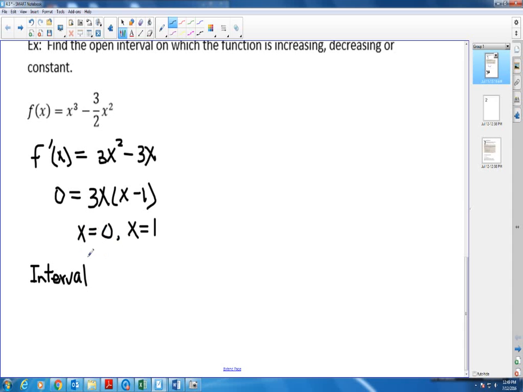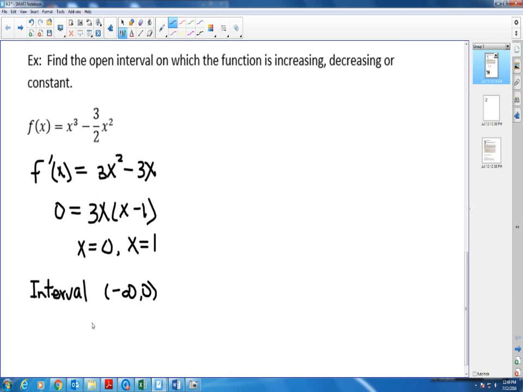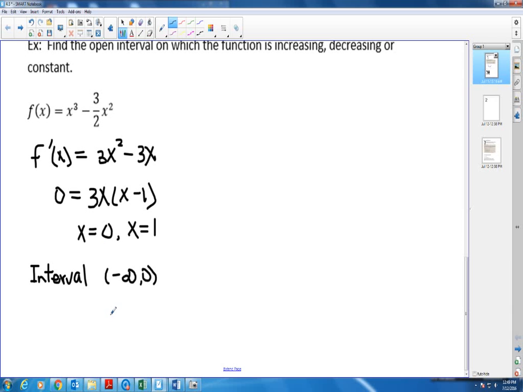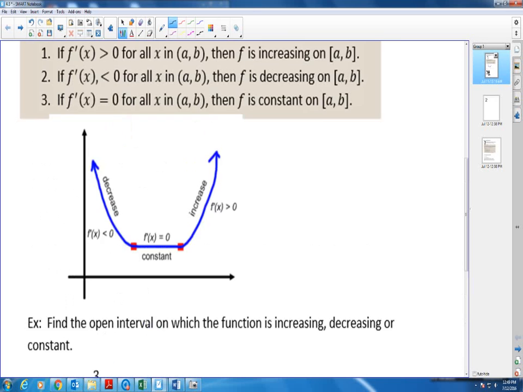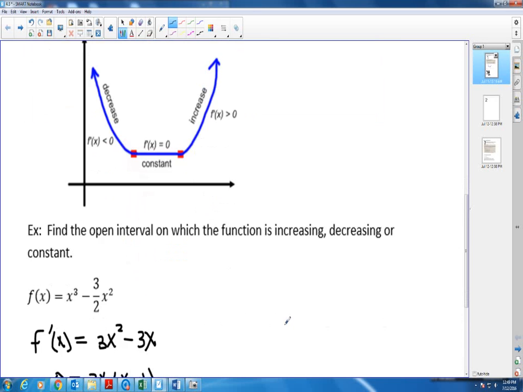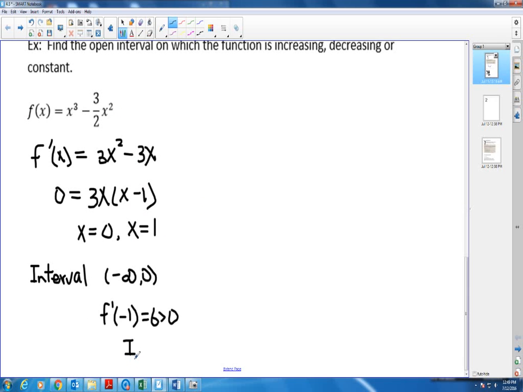Let's check it out. To the left side of this critical number 0, that will be from negative infinity all the way to 0. I'm going to use negative 1 to test. So f prime of negative 1. In this interval I'm going to use the test value negative 1. If I plug negative 1 into my f prime, I believe the answer will be 6, which we know is greater than 0. Greater than 0 means f prime of x is greater than 0, which means the function f is increasing. So this part is increasing.